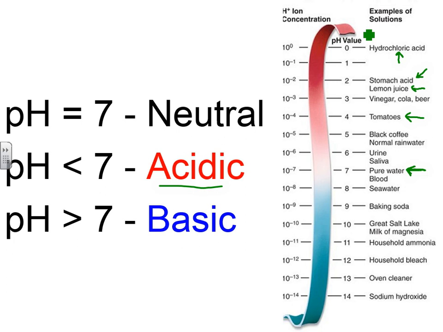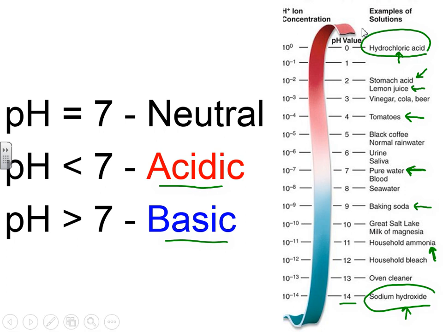But if you go the other way, greater than 7 will be basic. So as we increase, baking soda is a famous base, weak base. And then we have ammonia, which is the cleaner used. And then out here we have the strong base, sodium hydroxide, which is given the pH value of 14. So at the lowest value you have hydrochloric acid, the famous standard acid in the chem laboratory. At the high scale you have sodium hydroxide, the famous base of the chem laboratory. And we'll talk about how to determine these values and what these values mean.